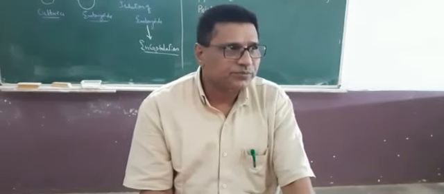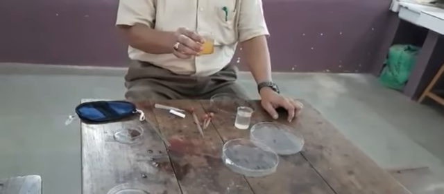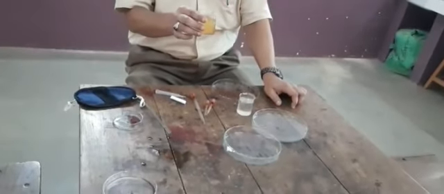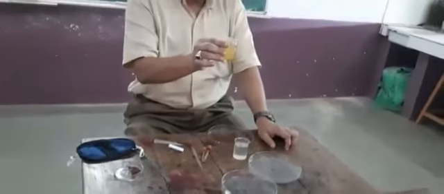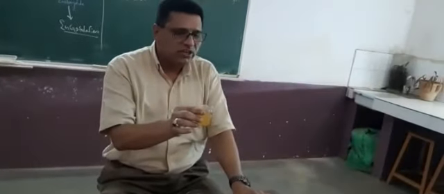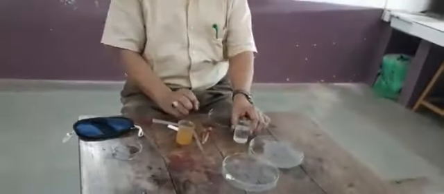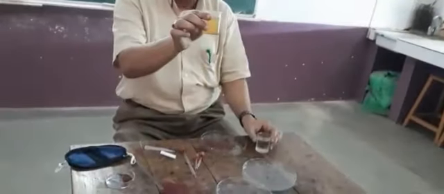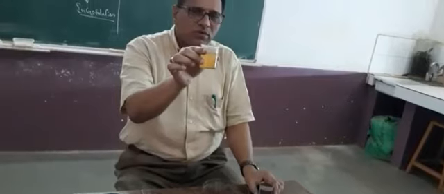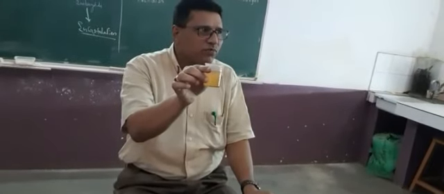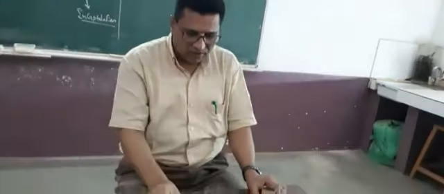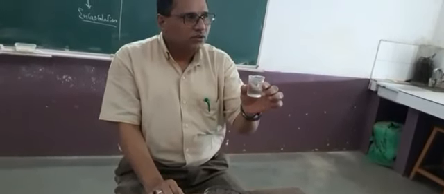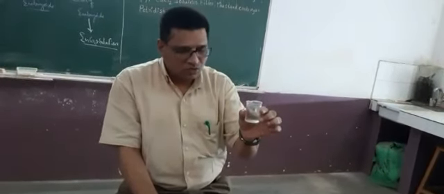Thank you, students. The procedure for synthetic seeds produced by encapsulation method is: take 3% sodium alginate slurry and 4% calcium chloride solution. In this beaker I have taken 3% sodium alginate slurry which I have prepared for 50 ml of distilled water. In this beaker I have prepared 50 ml of calcium chloride solution.